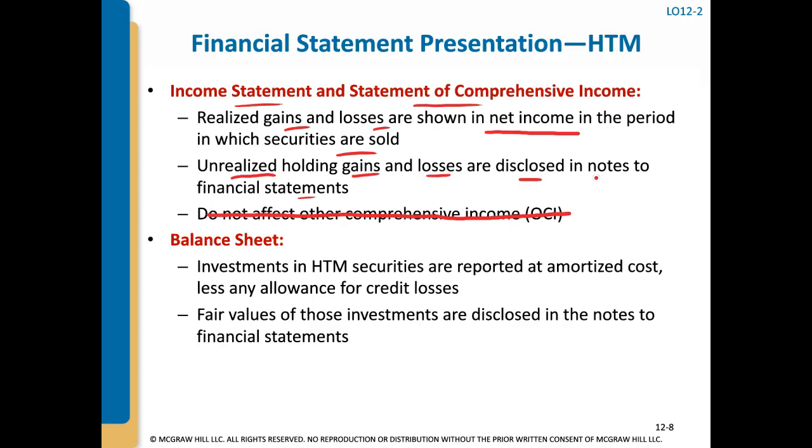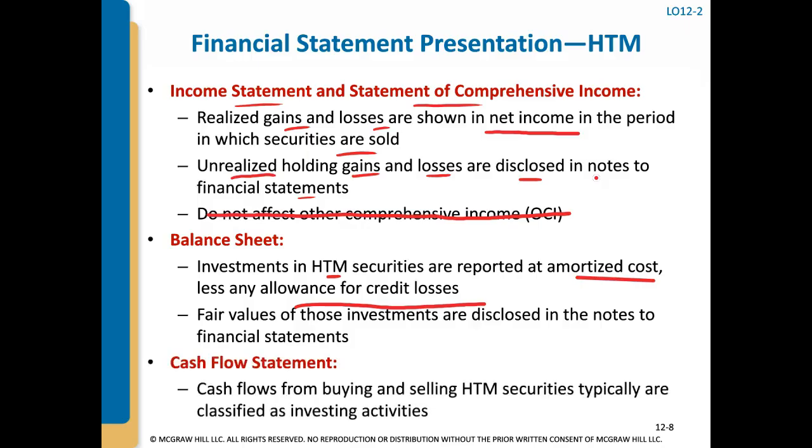On the balance sheet, the investments in the held to maturity are reported at amortized cost, less any allowances for credit losses, which should be not typical. But the fair values of the investment are, again, just disclosed in the financial statements. On the statement of cash flows, when we buy and sell the held to maturity securities, they're typically in the investing activities section of it.